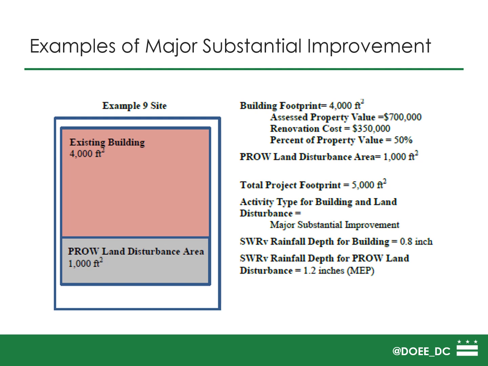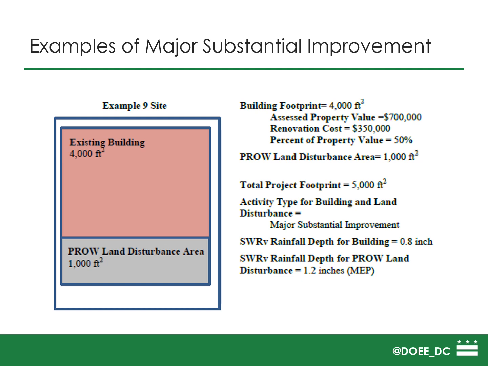And then we're going to look at the post-project impervious cover, of course. Again, the same situation where we have 4,000 square feet. So we have a major substantial improvement, but the 0.8 inch precipitation depth is only going to be applied to the 4,000 square foot footprint of the existing building. The disturbance in the public right-of-way is going to have to meet a 1.2 inch precipitation depth because all disturbance in the public right-of-way, whether it's part of a major land disturbing project or part of a major substantial improvement project, must be applied the 1.2 inch precipitation depth.